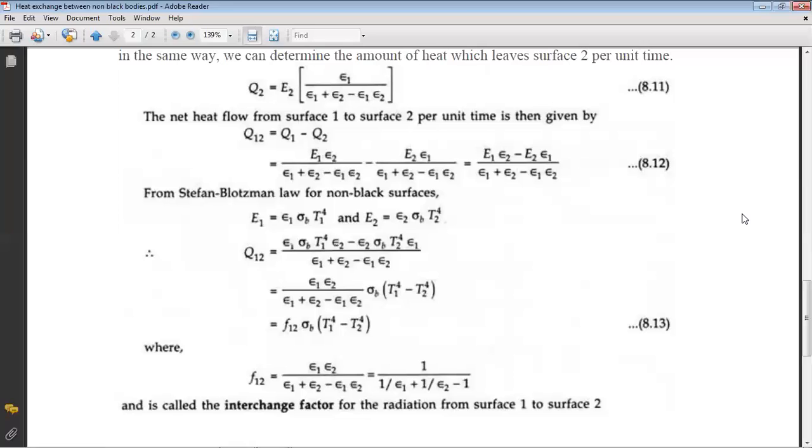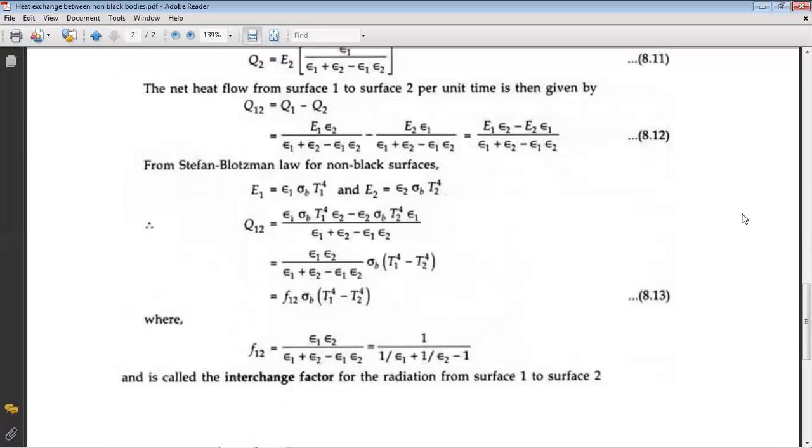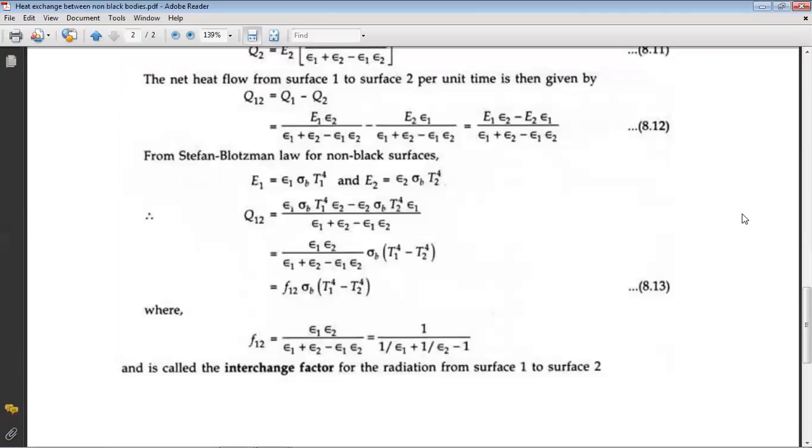Now if you simplify, we'll have a final expression as F1 on 2 into sigma B times (T1 to the power 4 minus T2 to the power 4), where F1 on 2 is called the interchange factor, or it is also called the equivalent emissivity. Equivalent emissivity is given by 1 over (1 upon epsilon 1 plus 1 upon epsilon 2 minus 1).